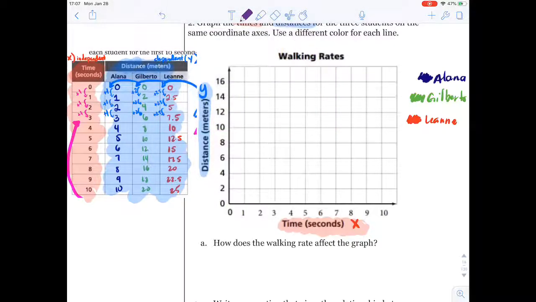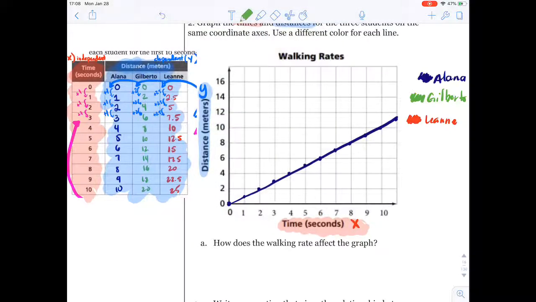And Alana has a graph at 0 seconds. She's at 0 meters. So Alana starts off at 0, 0. At 1 second, she's at 1 meter. At 2 seconds, she's at 2 meters. She's here. At 3 seconds, she's at 3 meters. There she is. She's moving along, and her data makes a nice pattern and a nice straight line up to 10 seconds. So this is Alana, and we can connect our dots. Okay, and there's Alana.